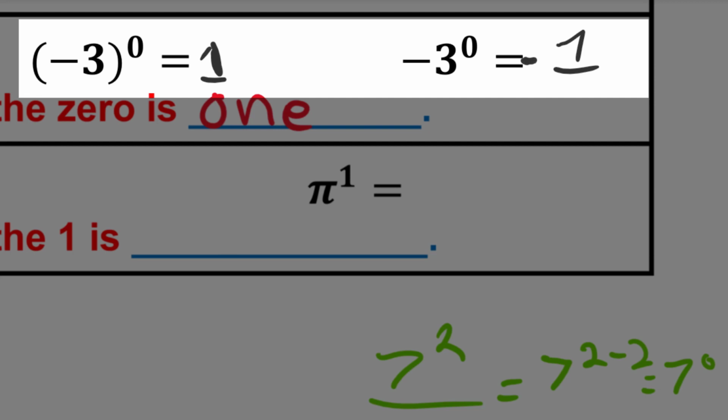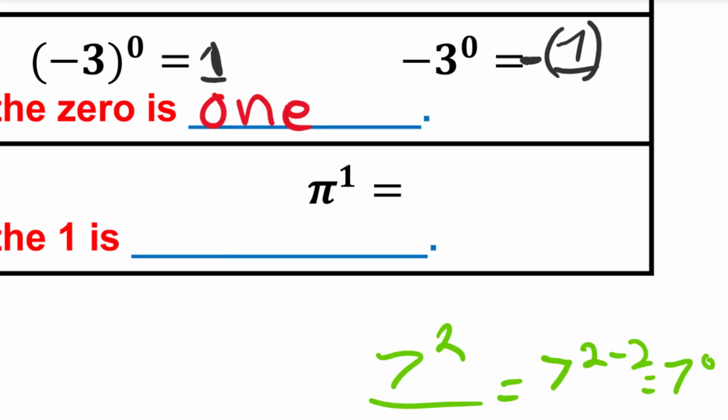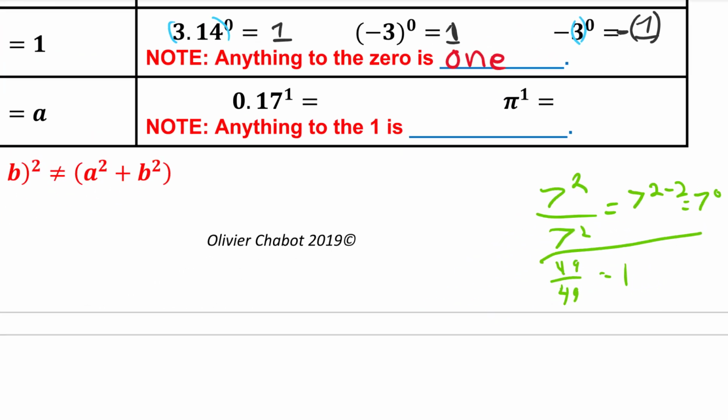It's negative 1. Why? Because of BEDMAS. Without a bracket, the exponent only applies to the base. If you have a negative, it's really like you have minus 3 to the 0, so then that would be minus 1. So the answer for that one is minus 1. The 0 only applies to the base and not the negative on the outside unless there's a bracket there.